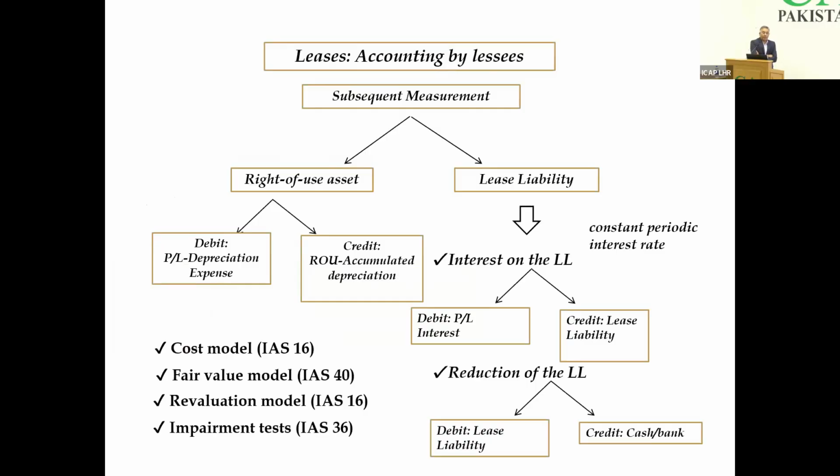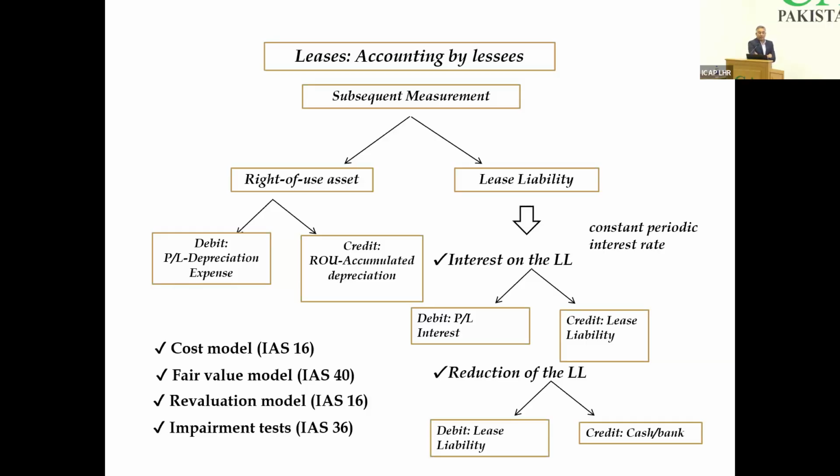Okay, then we have lease accounting by the lessee. Subsequent accounting: the right of use asset will be depreciated in the books of the lessee, and then the lease liability will be recognized at present value, but there will be certain unwinding concepts. You recognize interest on the lease liability, and make lease payments.